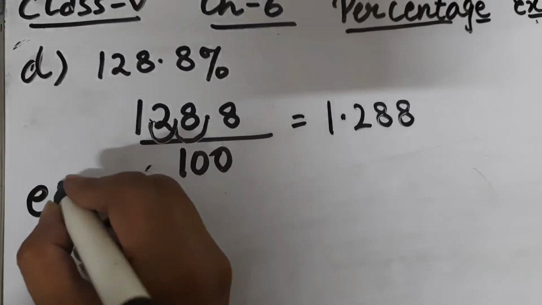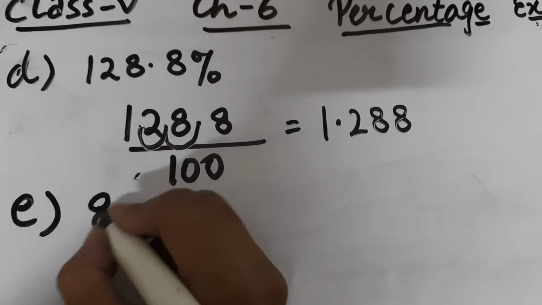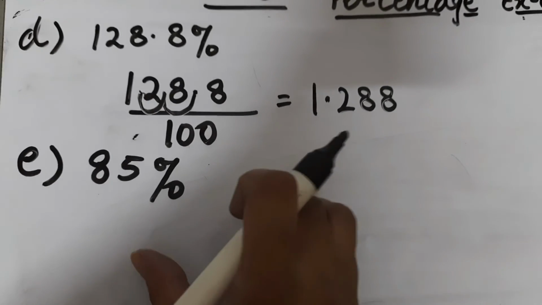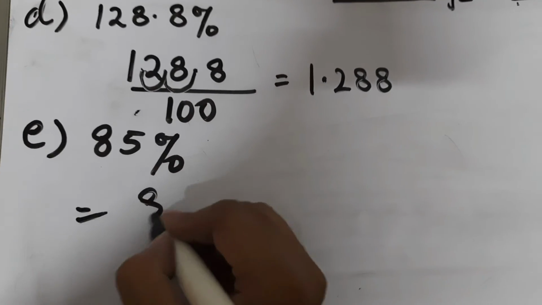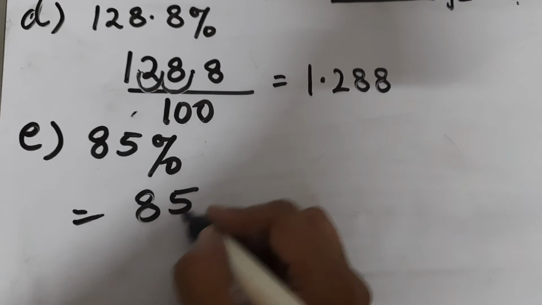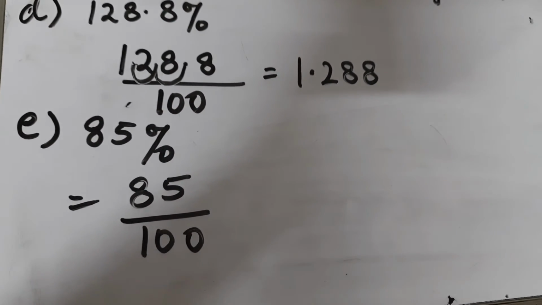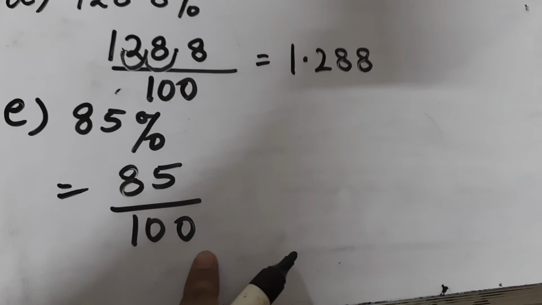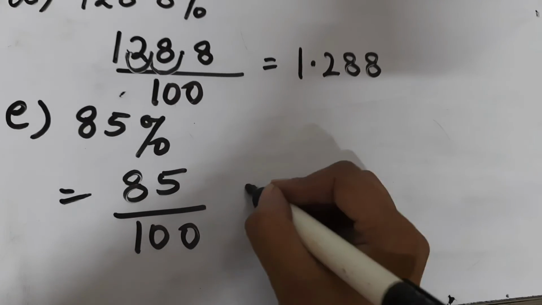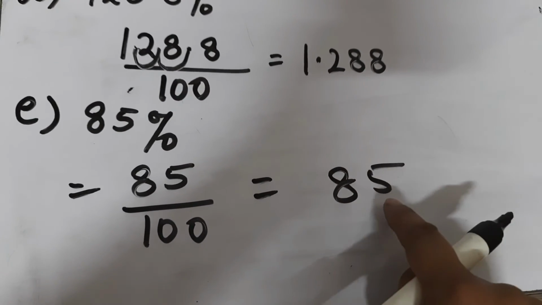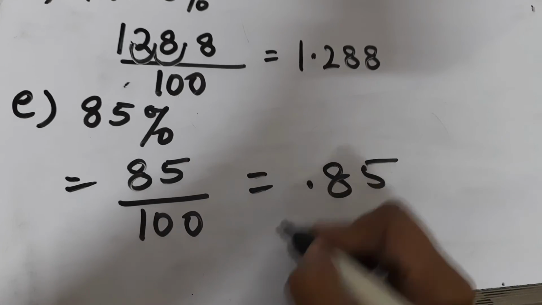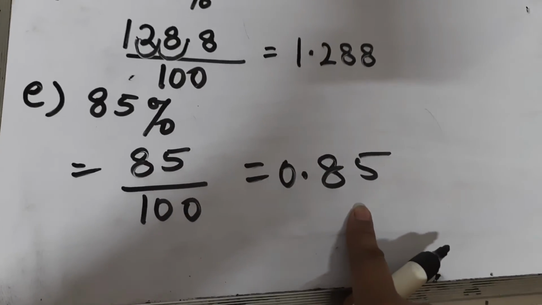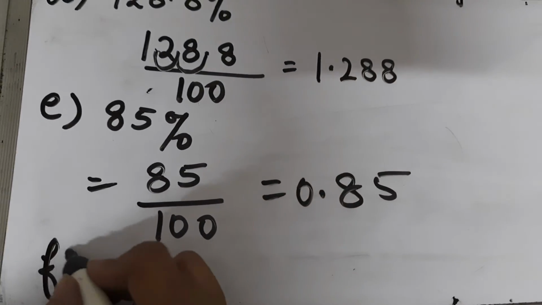Now come to E part. E part is 85%. We have to convert this percent to a decimal number. So we will remove the percent and divide by 100. So this will be 85 upon 100. Now we have to solve it. See, there are two zeros in the denominator, so leave 2 digits from the right and place the decimal. 1, 2. Two digits we will leave and then place the decimal. So this will be 0.85.